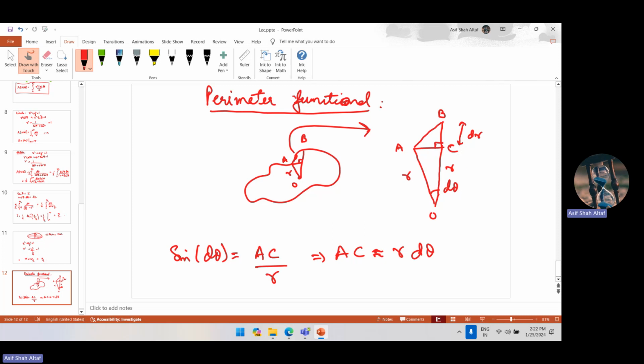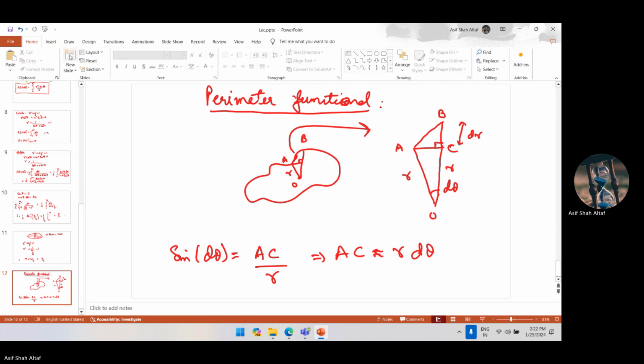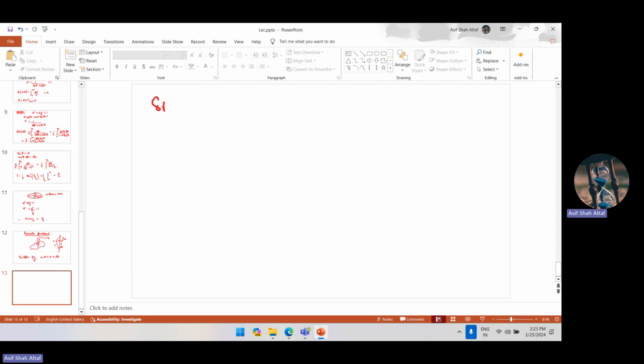And now what you need is to find AB. So you can now apply the Pythagoras theorem. You know AC, you know BC, which is dr, and then you can use the theorem. So let's see what we will get. Then this small perimeter element we can get as the square root of r square d theta square plus dr square.